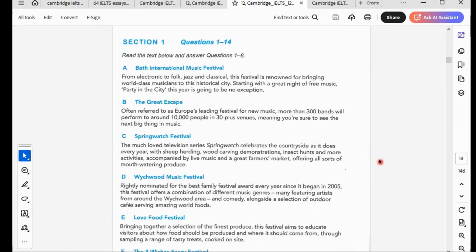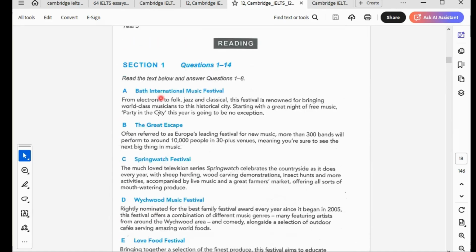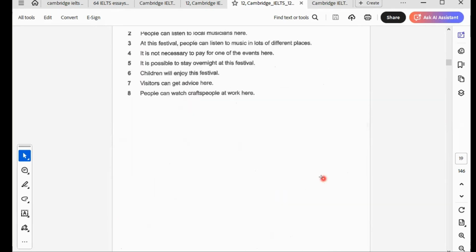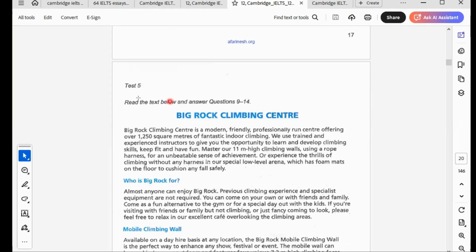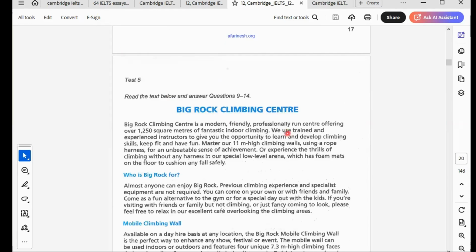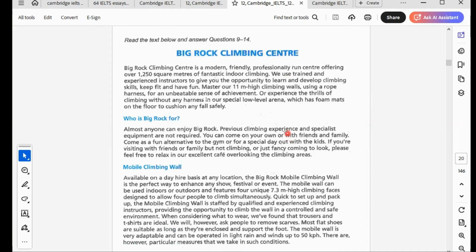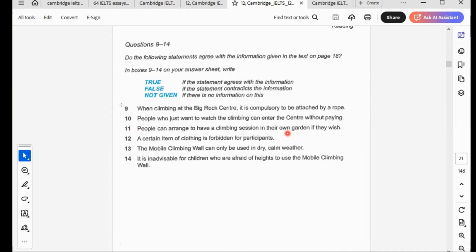Based on this passage about, I don't know, maybe an event. I think there's an event happening in a place. Different events. Then we have another passage still under section 1. The title of this second passage is Big Rock Climbing Center. So my job is to read this second passage and answer questions 9 to 14. That is what I'm going to do. Read the passage and answer questions 9 to 14.